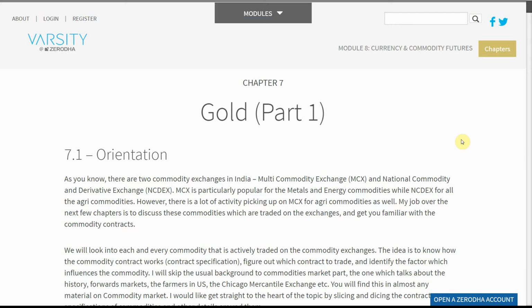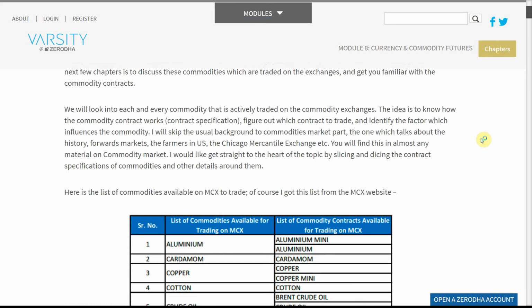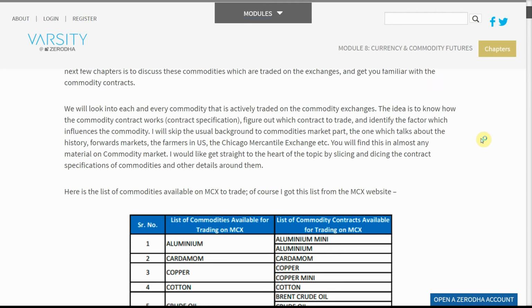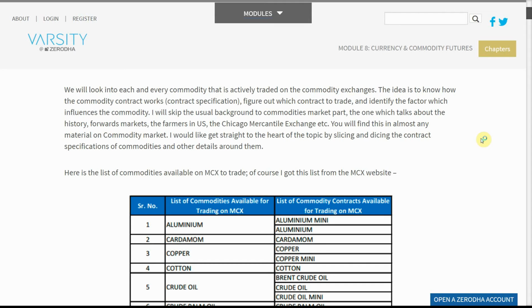My job over the next few chapters is to discuss these commodities which are traded on the exchanges and get you familiar with the commodity contracts. We will look into each and every commodity that is actively traded on the commodity exchanges. The idea is to know how the commodity contract works, contract specification, figure out which contract to trade, and identify the factors which influence the commodity.